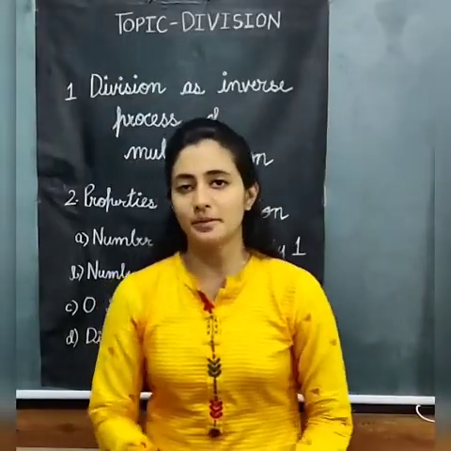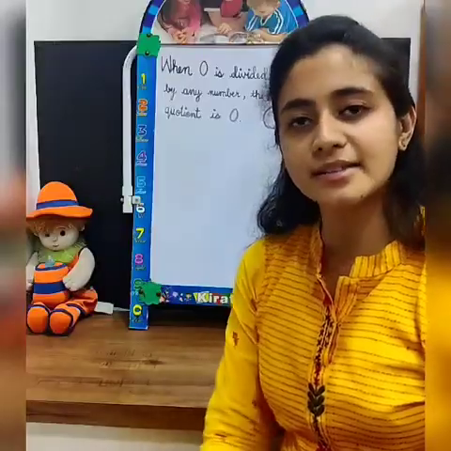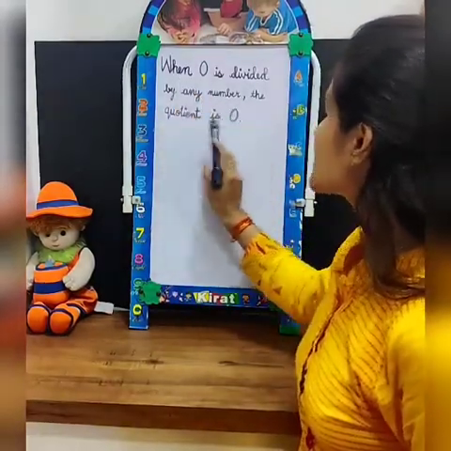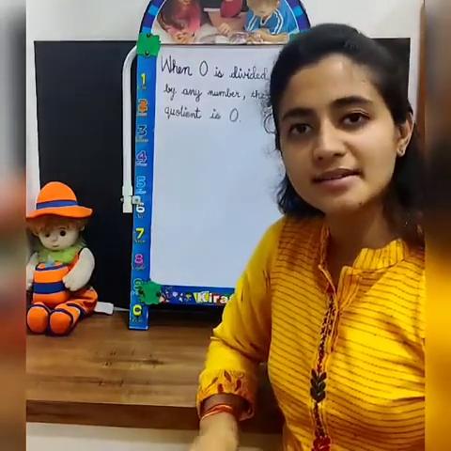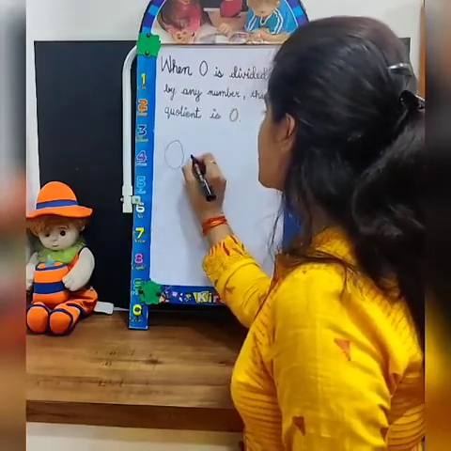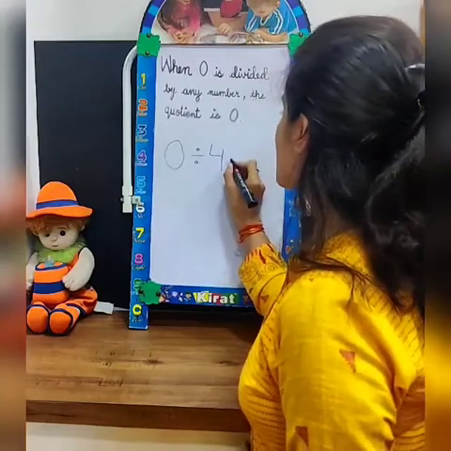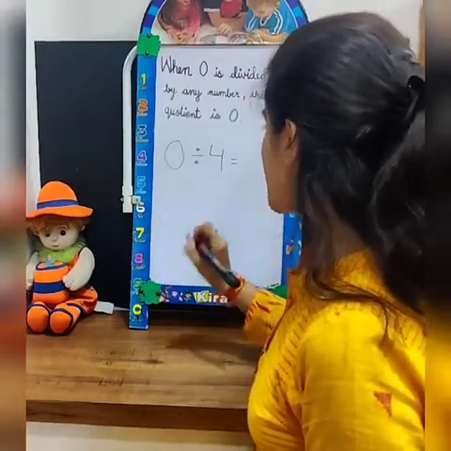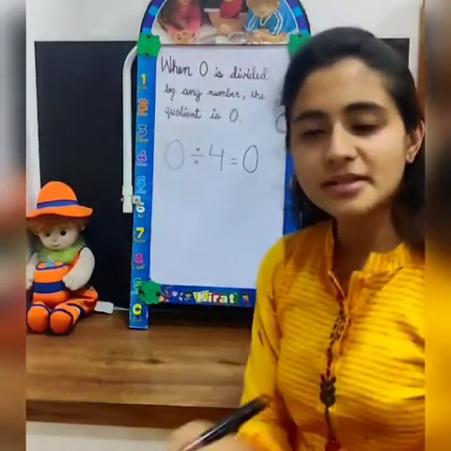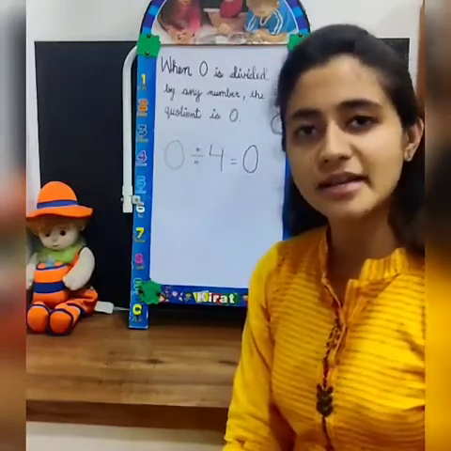Let us do third property. 0 is divided by any number. Now let us look at the third property. When 0 is divided by any number, the quotient is 0. Let us understand this with an example. Suppose 0 is divided by the number 4. So the answer that we get after dividing 0 by 4 is 0. Always remember that when we divide 0 by any number, we get the answer as 0.